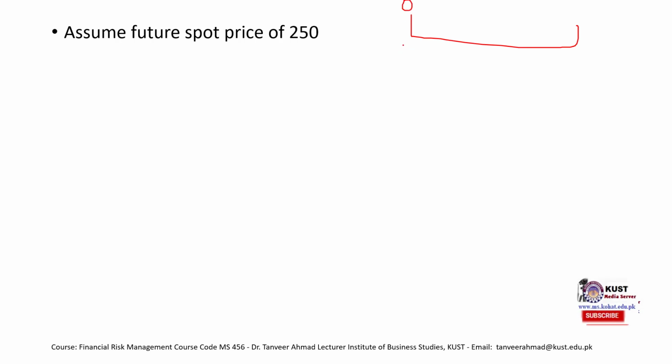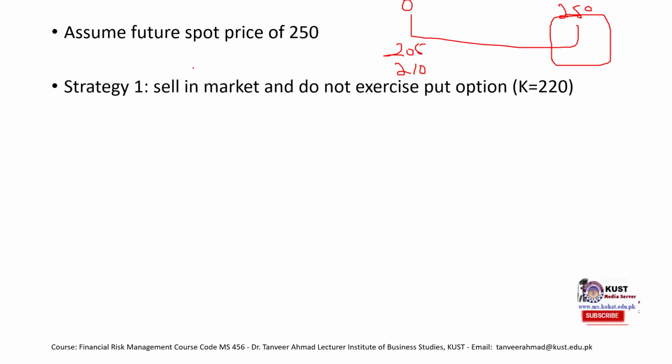Now let's take a look at the return of both these strategies. Now assume we incurred 205 for strategy 1 and 210 at this time period for strategy 2. Now we need to calculate the profit, or the return or the cash back at this time period. So assume that after 1 year, the future spot price in the market is 250. What would happen to strategy 1?